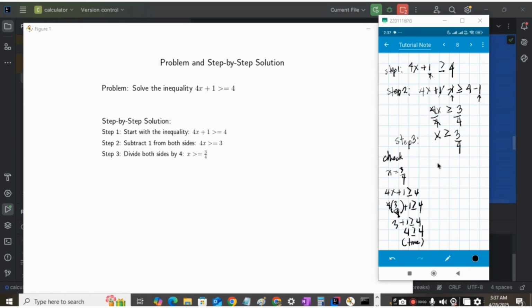Now let's check if x is greater than 3/4. For example, let's agree on 1. It's quite easy to substitute 1 in the inequality 4x plus 1 greater than or equal to 4. If we plug in 1, that's 4 plus 1 greater than or equal to 4. Again, that is true, since this time the inequality holds. 5 is indeed greater than 4, so that's true.